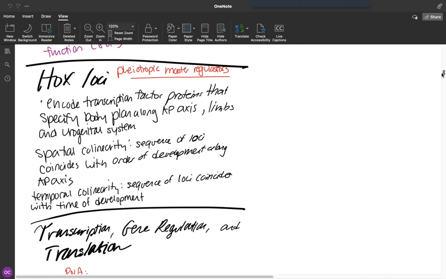And then temporal collinearity is similar. This says that the sequence of loci coincides with the time of development. So a locus early on in a sequence in the DNA carries out its function earlier on in that organism's development, and the further along loci happen to be active later on in development.